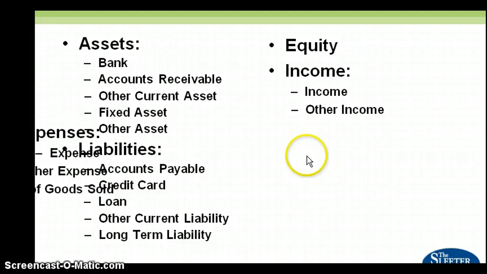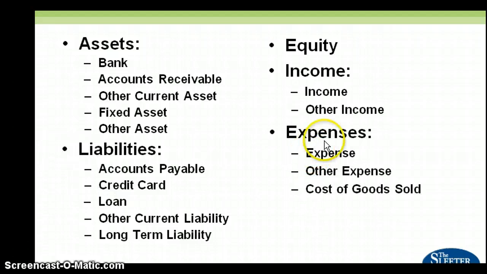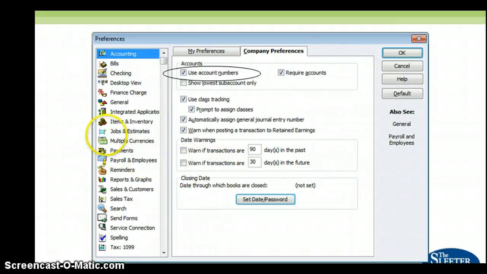So you'll have your income accounts and your other income. Other income is going to be income from non-operating sources. Interest revenue is one example of that. And then we have expenses, and then other expenses are generally going to be non-operating expenses, and those are going to be gains, losses possibly, or some other non-operating expenses. Cost of goods sold is also in that category.